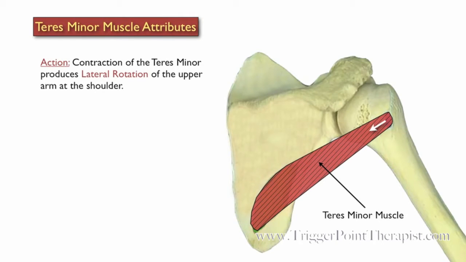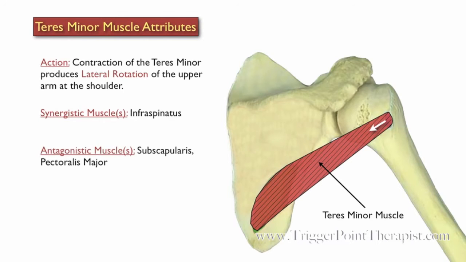Contraction of the teres minor produces lateral rotation of the upper arm at the shoulder. The infraspinatus assists the teres minor during lateral rotation of the arm, and the subscapularis and pectoralis major oppose the teres minor during lateral rotation of the upper arm.